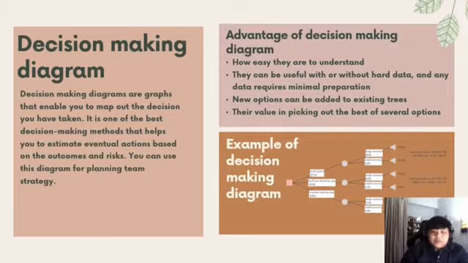The first one is how easy they are to understand. Next, they can be useful with or without hard data, and any data requires minimal preparation. Next, new options can be added to the existing trees. And the last one is the value of picking out the best of several options. Those are examples of the decision-making diagram.